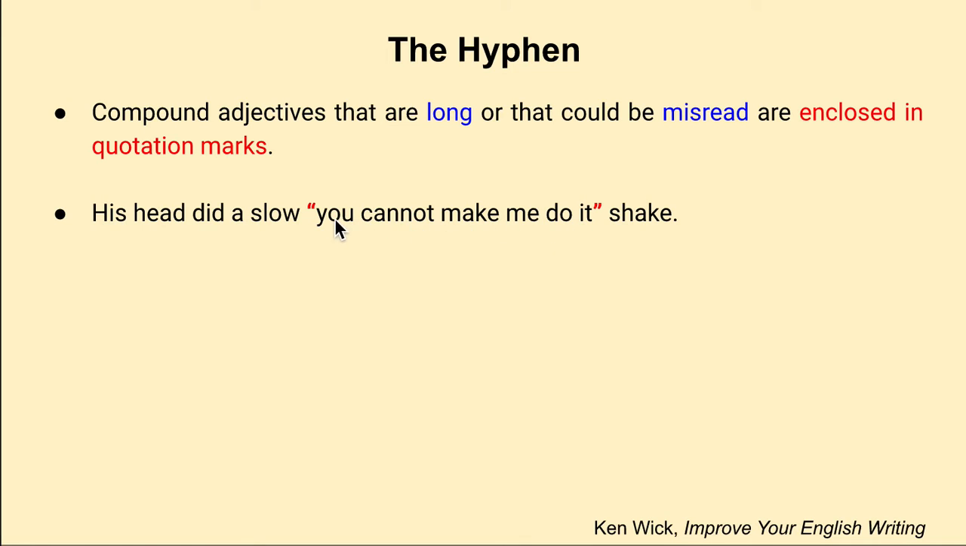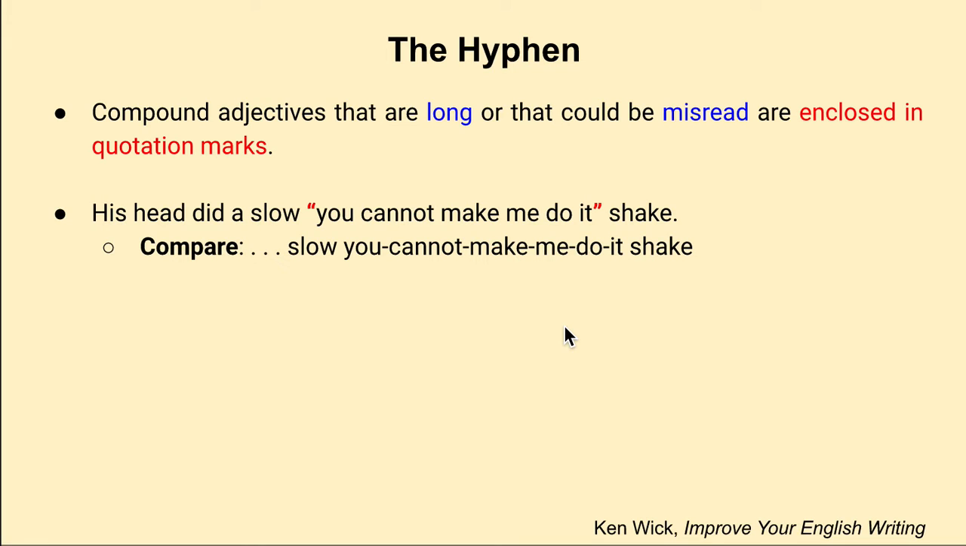So when the compound adjective is long, and no one has ever defined what long is, whether 4, 5, 6, 7, 8 words, or it could be misread, you enclose it in quotation marks. So when you see this, you can read it: he did this slow, you can't make me do it, shake. You're enclosing this long compound adjective in quotation marks, because the alternative is this: compare slow-you-can't-make-me-do-it-shake.